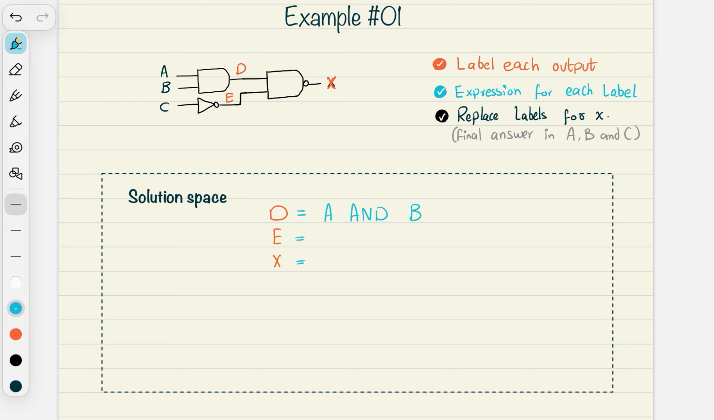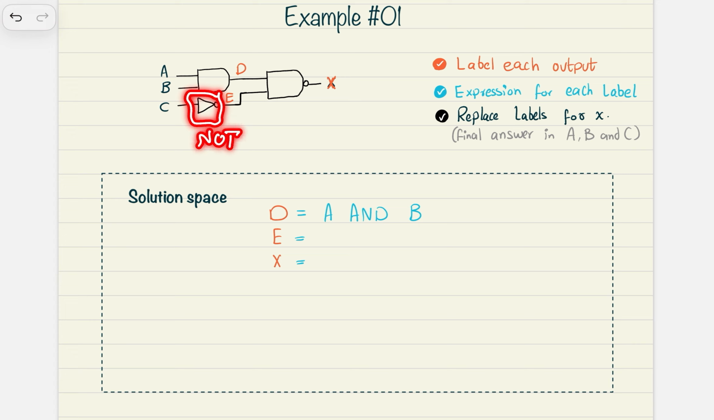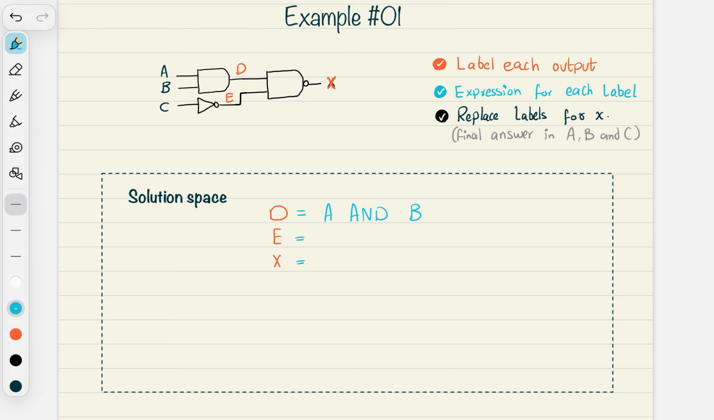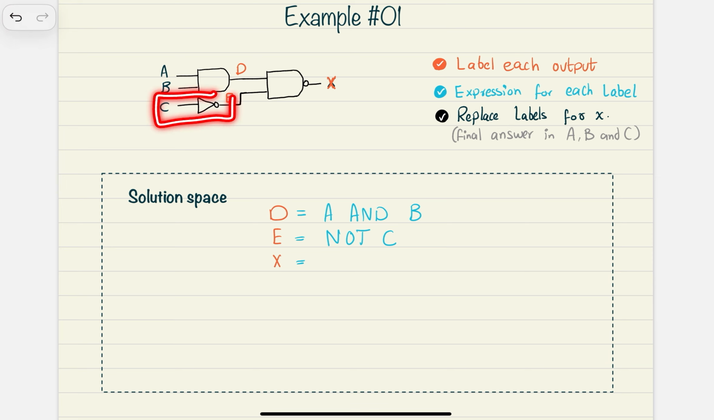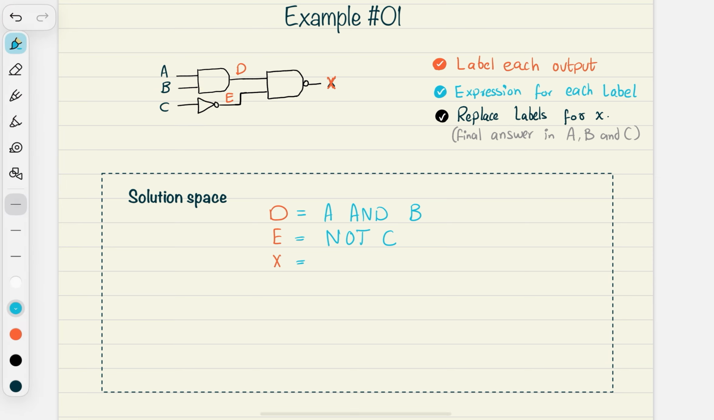Now for the other output, E, what gate is that? This is a NOT gate. After the gate, you look at what input was going into it. It's the C. So how do we write down this kind of expression? Well, the gate was NOT, and the input was C. And remember, the NOT gate is the only one that has exactly one input going into it.